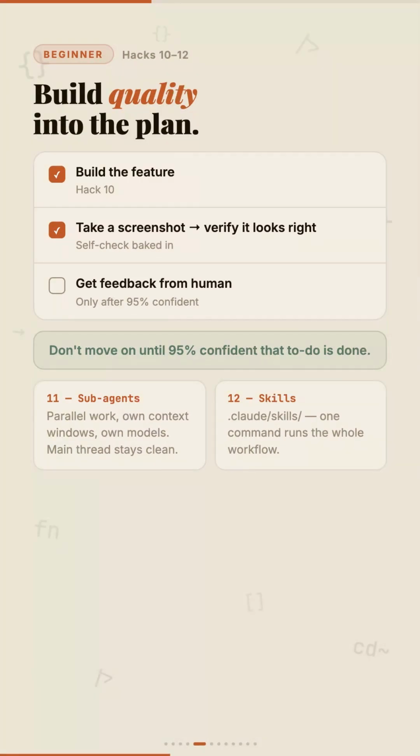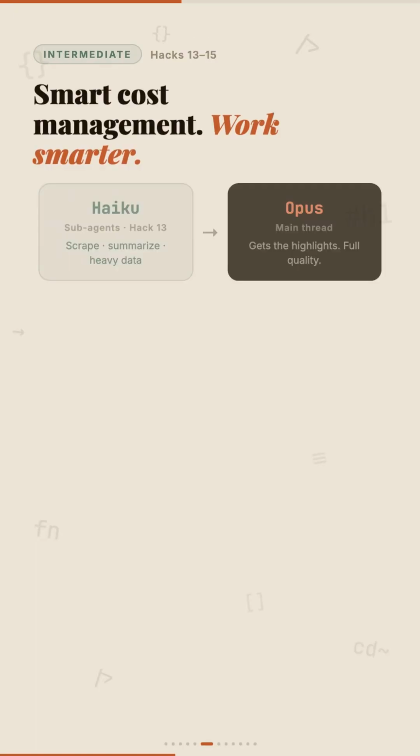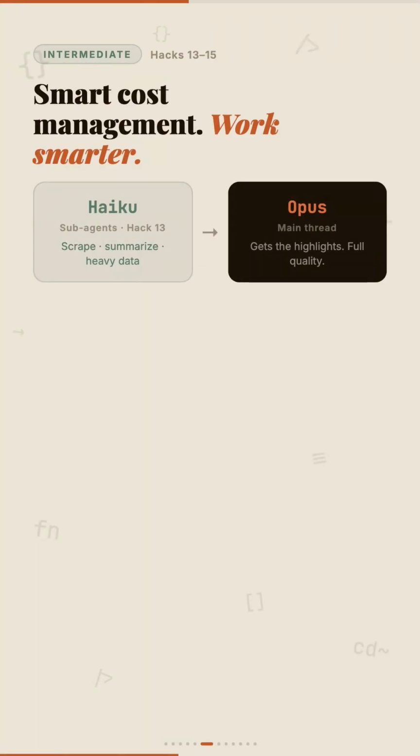Hack 12, build custom skills, reusable prompt files in .claude/skills, techdebt.md, code-review.md. Run entire workflows with one command. Commit them to GitHub and your whole team uses them. Hack 13, use Haiku for sub-agents. Simple tasks, heavy data, use Haiku, have it scrape and summarize. Your main Opus thread gets the highlights, same quality where it matters, way cheaper overall.